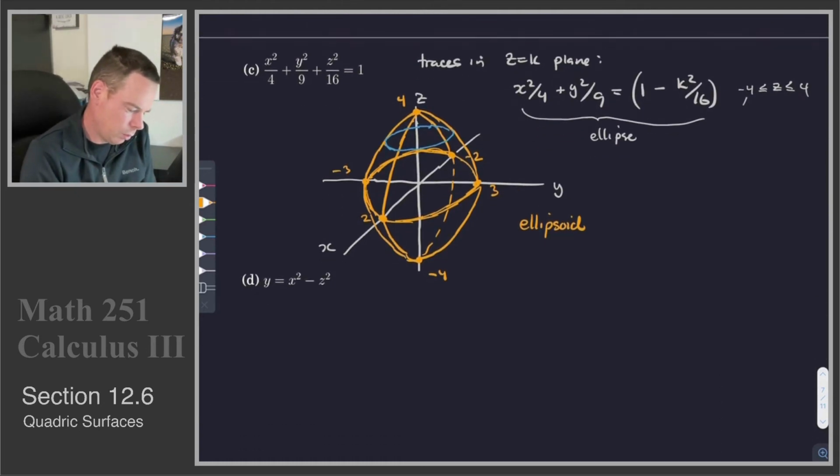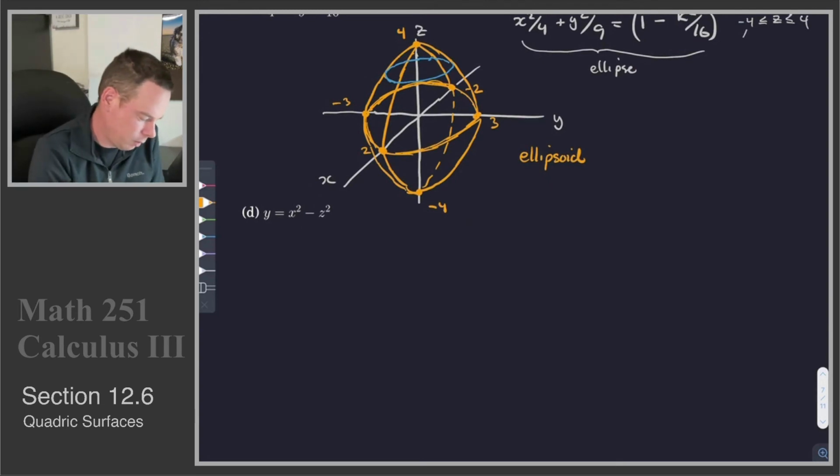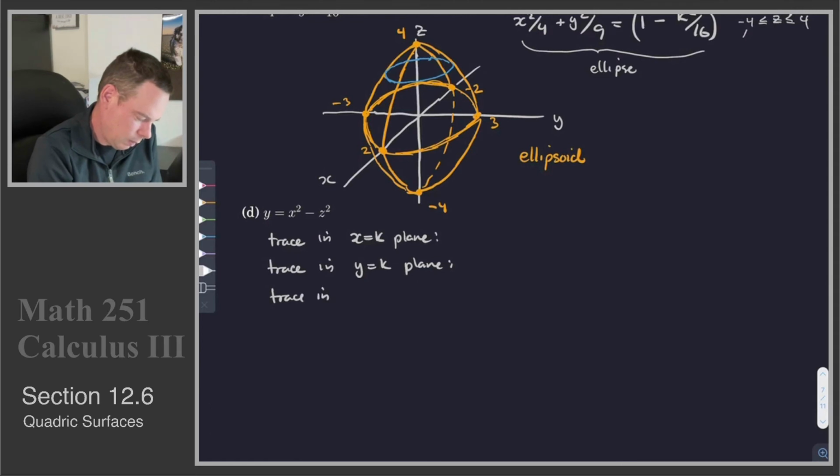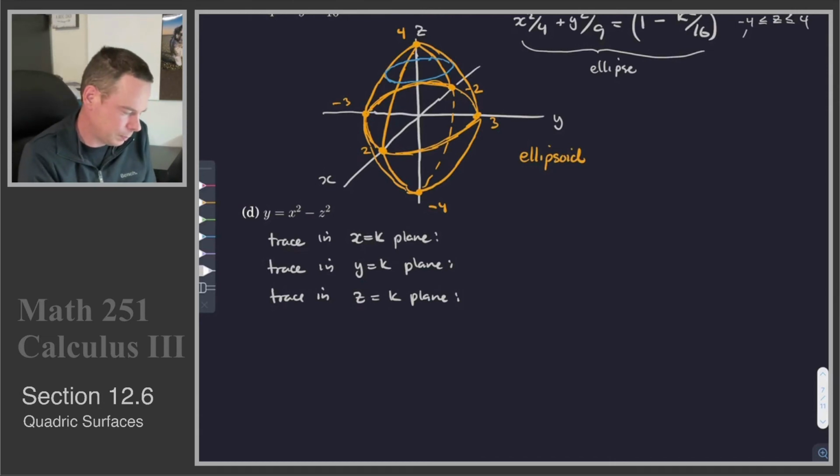How about another one? y is equal to x squared minus z squared. So let's look at listing it by its traces. So we've got a trace in the x equals k plane. We will look at a trace in the y equals k plane, and a trace in the z equals k plane. So how is it looking in the three different directions?